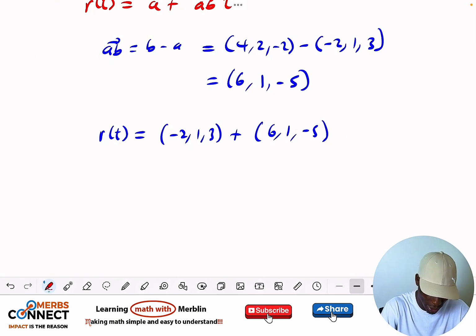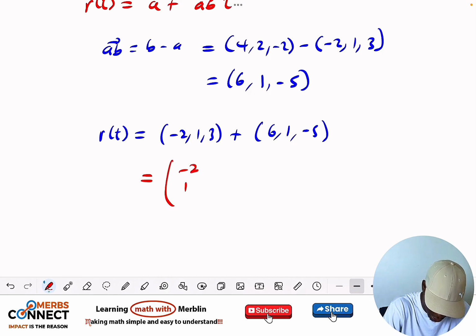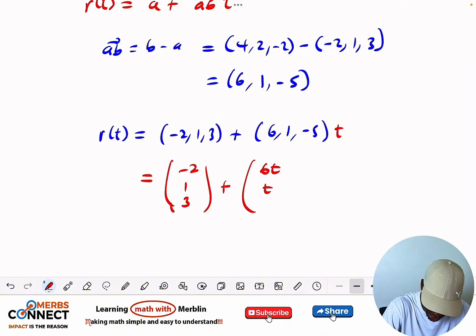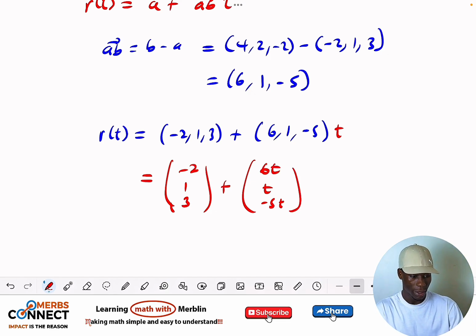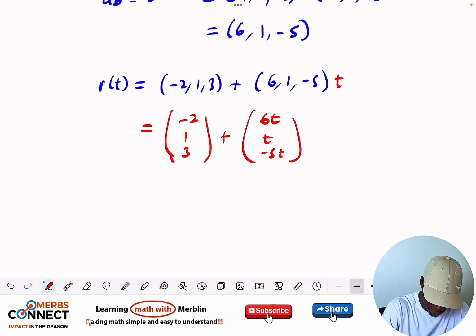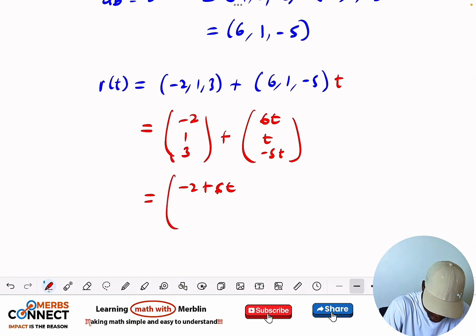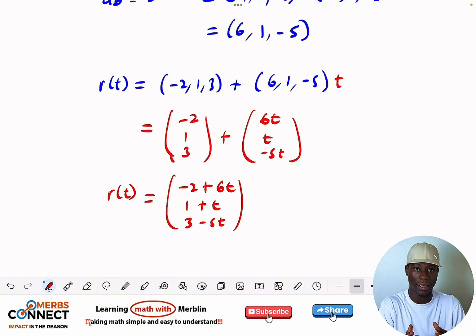Now I can write this one as (-2, 1, 3) plus, okay, there should be t here, (6t, t, -5t), when I multiply through by t. Then I can write this one as (-2 plus 6t, 1 plus t, 3 minus 5t). So this becomes the vector equation.